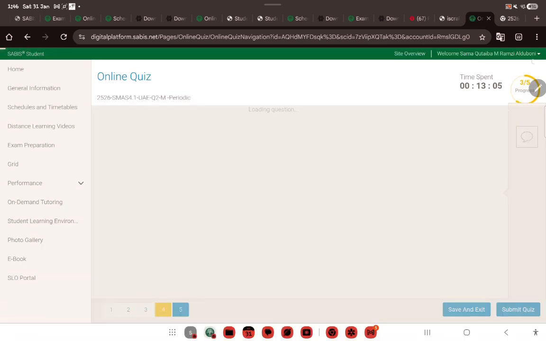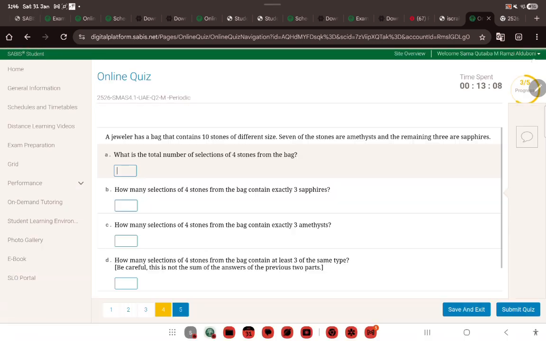Question 4. A jeweler has a bag that contains 10 stones of different size. 7 of the stones are amethysts and the remaining 3 are sapphires. What is the total number of selections of 4 stones from the bag? They didn't specify which stone that they want.